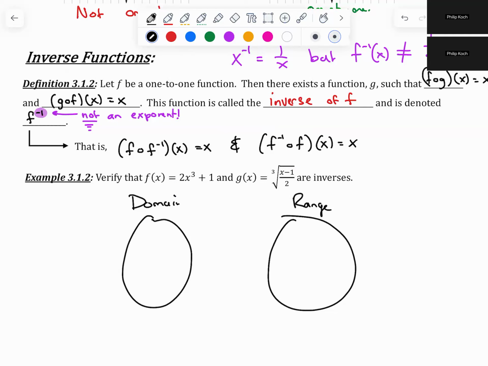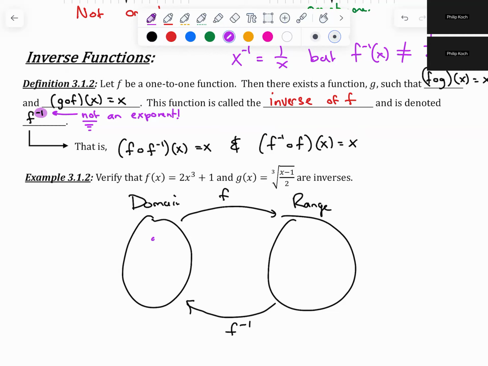So a function goes from the domain to the range. It takes in an x value and spits out a y value. But the inverse function goes the opposite direction. It takes a y value and maps it to the corresponding x value.